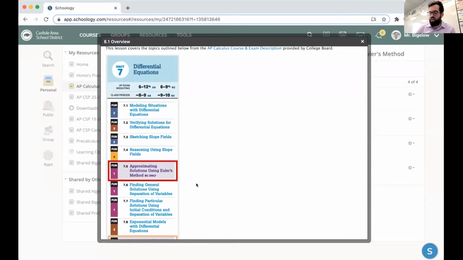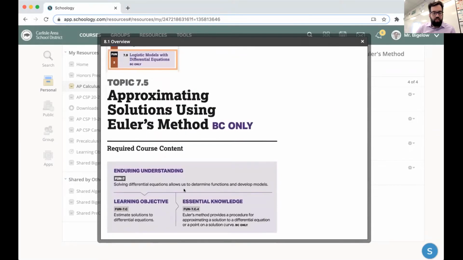So today's lesson is 8.1, Euler's method. To be more specific, Euler's method provides a procedure for approximating a solution to a differential equation or a point on a solution curve. So we've just talked about approximating values using series for a whole unit. Now we're going to talk about what if we're given a differential equation, how can we approximate a solution in that context. So we'll study that, and let's head over to the notes.